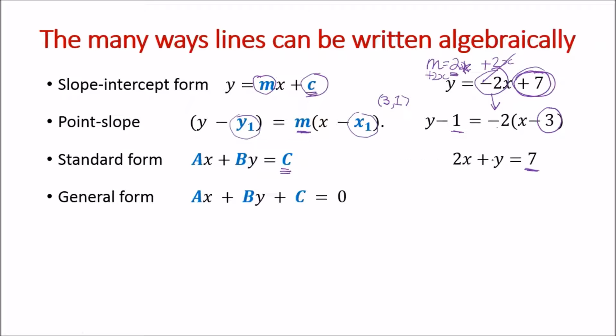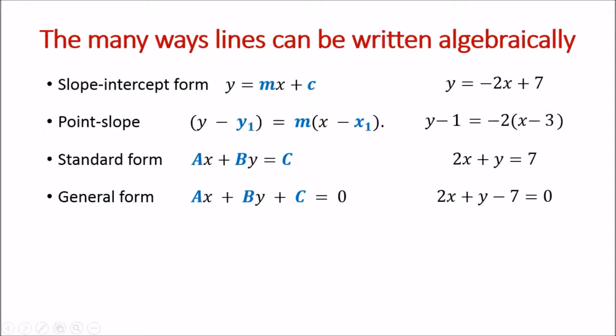So obviously, if we want to shift this 7 over, we have to get rid of it from this side and put it onto that side. So general form becomes 2x plus y minus 7 equals 0. To reiterate, I've just shown you 4 different versions of the equations for a single straight line.